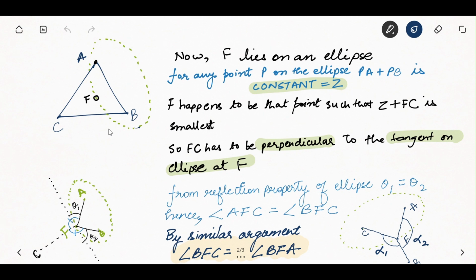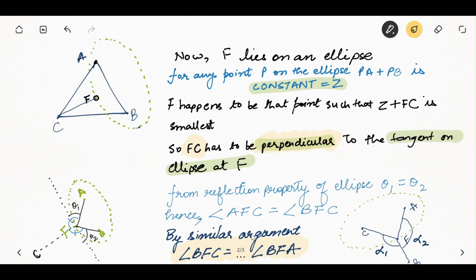However, only for F does it happen that z, which is the sum of FA plus FB, plus FC is the smallest. If that has to be true, then FC has to be perpendicular to the tangent on the ellipse. So if this is correct, then from the reflection property of the ellipse, we can also prove that theta 1 is equal to theta 2. Since this is true, we can also say that angle AFC is equal to angle BFC. So this one is the angle AFC, and this must be equal to angle BFC.